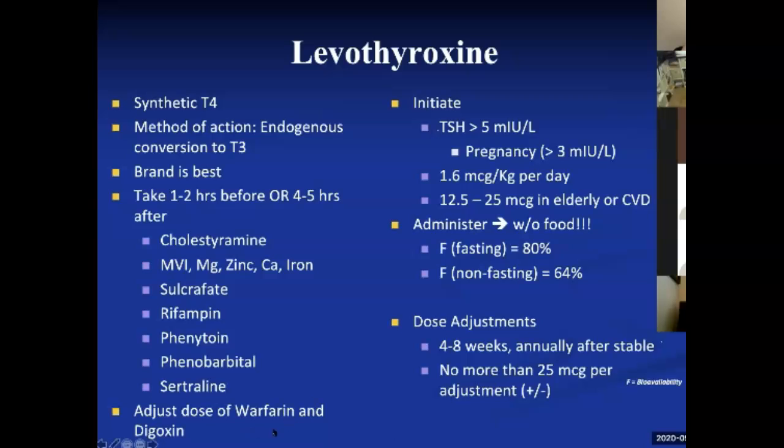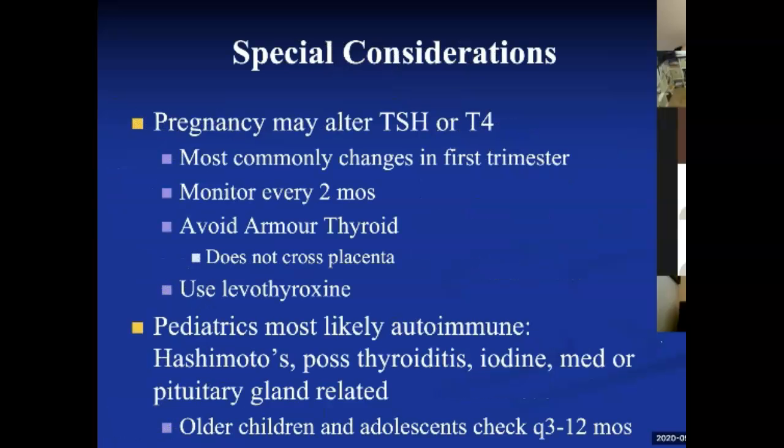And then warfarin and digoxin can interrupt the metabolism of levothyroxine, so something to consider. If somebody's going to have issues with thyroid in pregnancy, it most often happens in the first trimester. When I have a patient who has established hypothyroidism in pregnancy, I usually just check them about every 2 months, just to make sure that their thyroid isn't changing. The Armour thyroid does not cross the placenta, and as we were discussing, the baby needs that thyroid too. So you want to make sure you're using the levothyroxine.